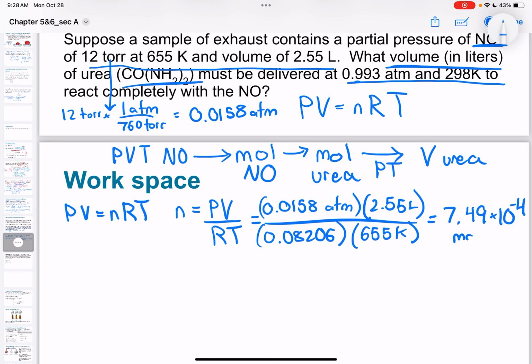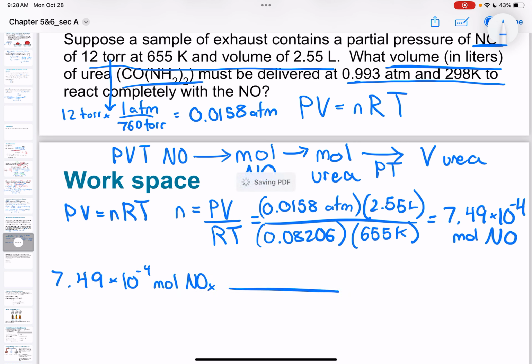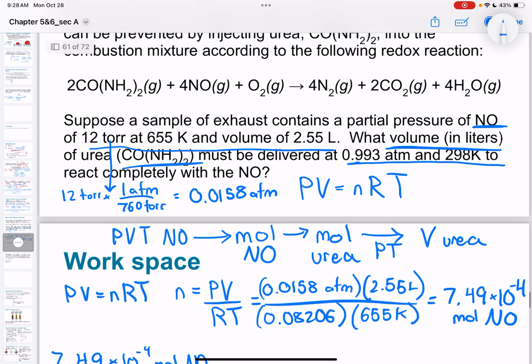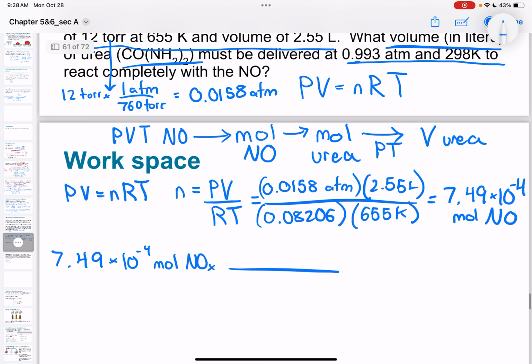Okay. All right. So this is moles of NO. Now we're going to use the balanced equation and we're going to take moles of NO and convert that. Get that balanced equation out. 4 moles of NO for every 2 moles of urea. So 4 moles NO, 2 moles of CO(NH2)2.